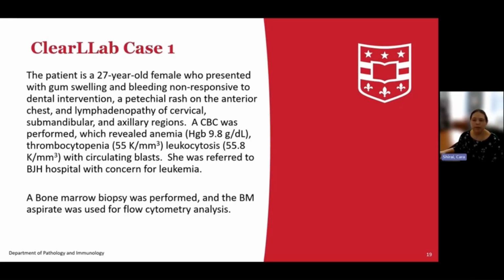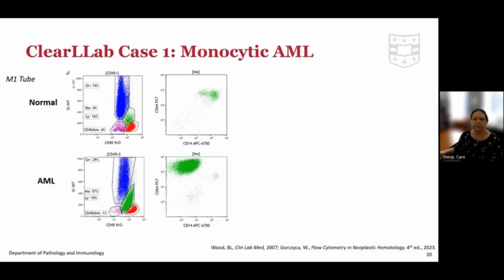A bone marrow biopsy was performed, and the bone marrow aspirate was used to perform flow cytometry analysis. For reference, the top row of graphs shows a normal patient bone marrow flow cytometry with the M1 tube. The row below is case number 1 patient's flow cytometry. Note that the patient has an expanded region of 57% of total cells that are monocytes, highlighted in green, on the CD45 by side scatter plot.